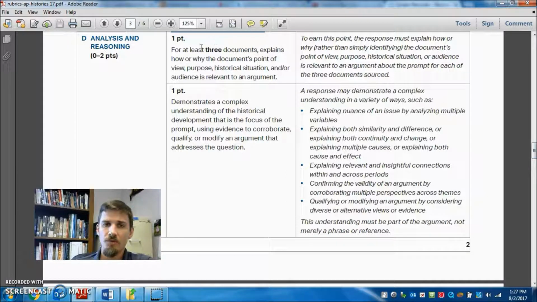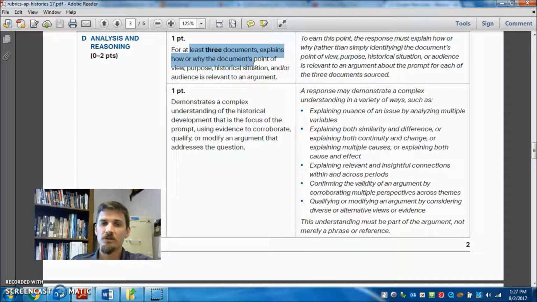Notice you only have to do 3. It says for at least 3 documents, explains how or why the document's point of view, purpose, historical situation, and/or audience is relevant to the argument. Okay, and so it's really dealing with what's going on inside that document, and why does the document say what it does? What is this going to impact in the document? And then how can you use that within the argumentation of your particular essay? Okay, so that's 1 point. So to give 1 point, you have to do that for at least 3 documents.